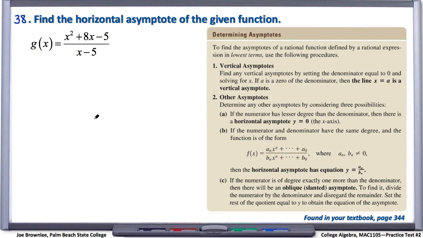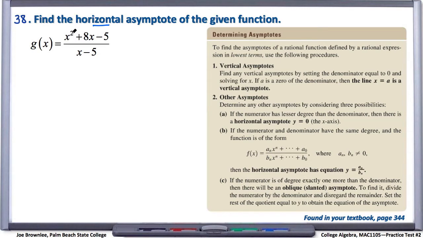Number 38, find the horizontal asymptote of the given function, and we have g of x equals x squared plus 8x minus 5 over x minus 5. Because we're told to find the horizontal asymptote, the first thing we want to do is find out what the degree of the numerator is and what the degree of the denominator is.